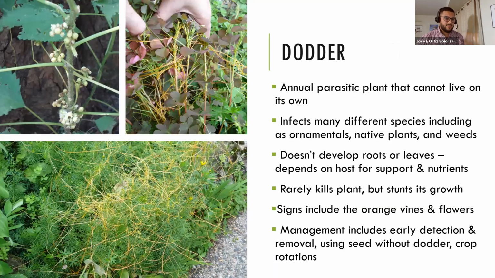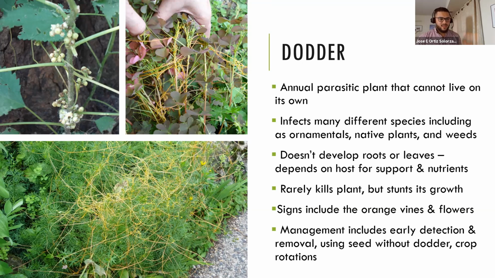So another characteristic plant parasite is dodder. Dodder is widespread and found almost everywhere. It's an annual parasitic plant that cannot live on its own, which means that it needs another plant to live. So it infects many different species, including ornamentals, native plants, and weeds. What is characteristic about this plant parasite is the orange, yellow-like stems. It doesn't develop roots or leaves.